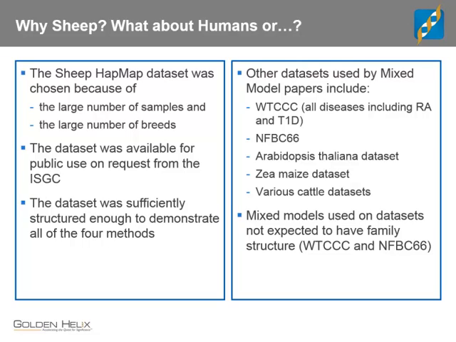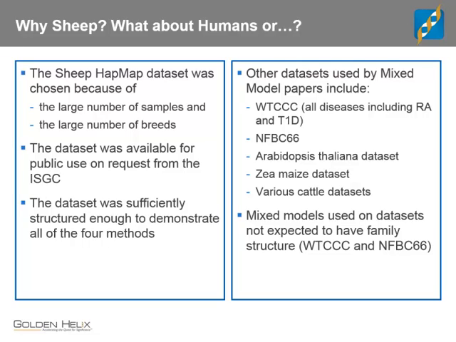They call this a HapMap project because they intended the genotype data to be publicly available in the manner of the Human HapMap project. The data from the ISGC was interesting as it contains a large number of samples from numerous breeds and includes data from the X chromosome. The dataset was available for public use on request from the ISGC, and while there was no phenotypic data available, it was not hard to simulate a quantitative phenotype that could provide an interesting demonstration of all four methods.